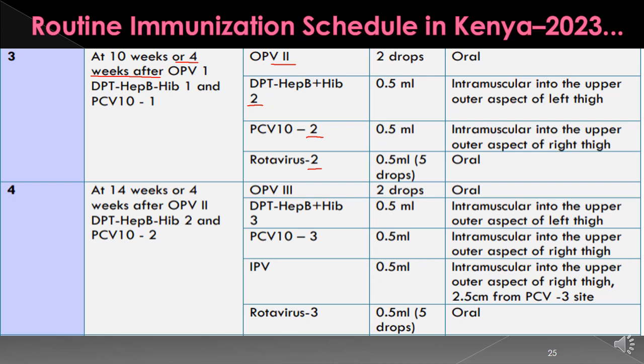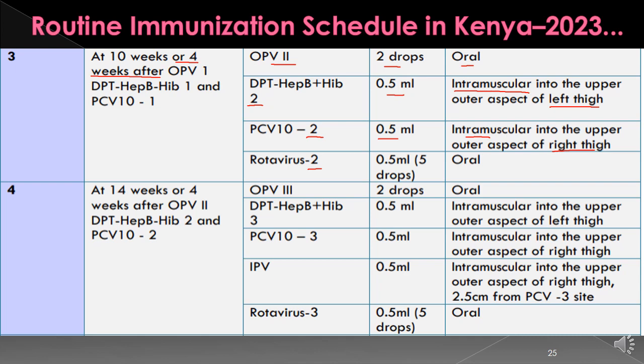The doses do not change. 2 drops for oral polio vaccine administered orally, 0.5 ml of the pentavalent. The site of injection does not change, it is on the upper outer aspect of the left thigh intramuscularly. Pneumococcus, again, the dose does not change and it's also given IM on the right thigh upper outer aspect. So notice that the doses do not change, but the naming changes from 1 to 2.